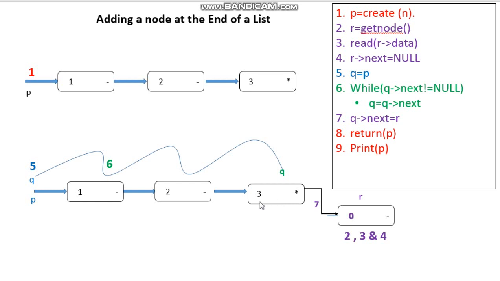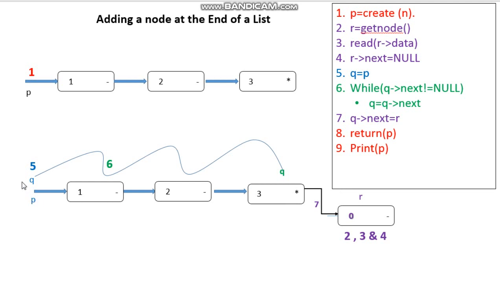So imagine what happens when step number 6 is over and the statement is finished. It will come to step number 7. So the linking takes place. Q next, I'm here, Q next is going to be connected to R. So Q next equal to R. So this connection takes place.